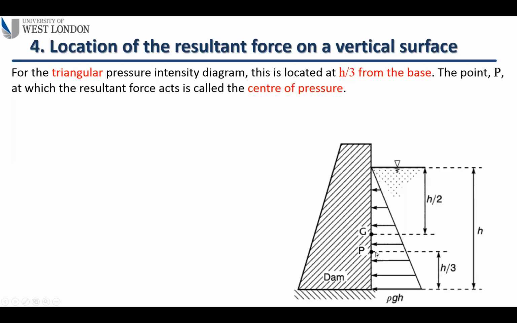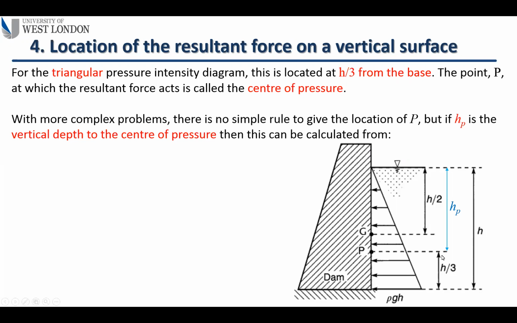So at the point that we denoted by P in here, the point P is called the center of pressure. The center of pressure is the point of the resultant force. Once we calculate the resultant force, the location of that acts at point P in here, which is 1/3 from the base.